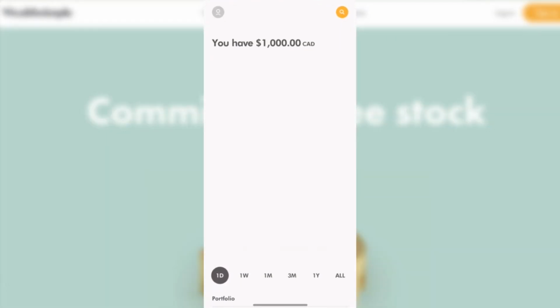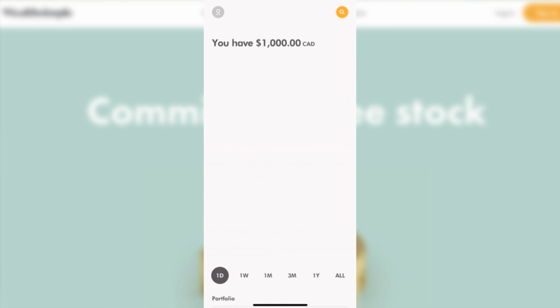So this is the home screen when you open the app. You see my account balance here. You can see I've deposited $1,000 Canadian to test this app. I got early access a couple weeks ago, but it took them forever to deposit my money, so it's only available for trading today.